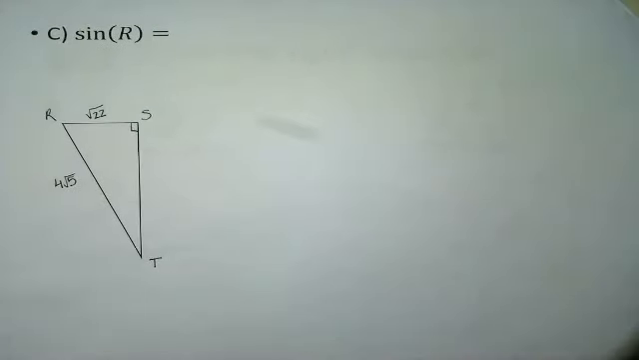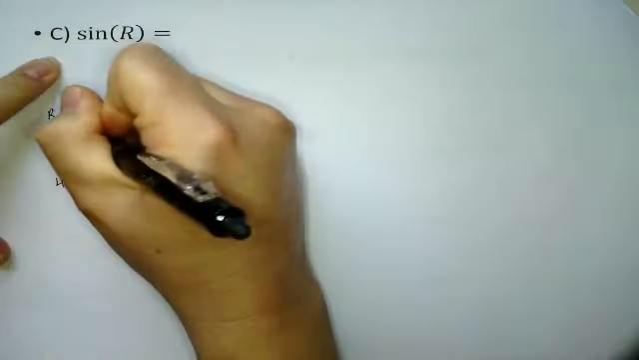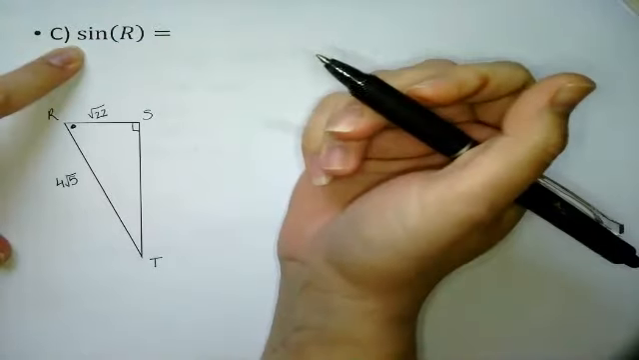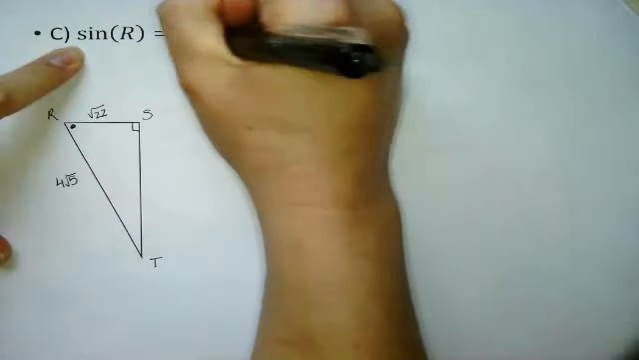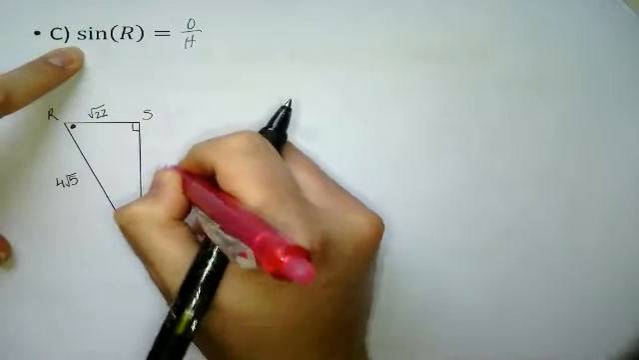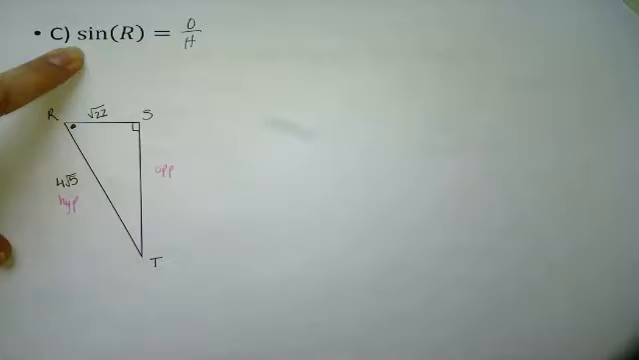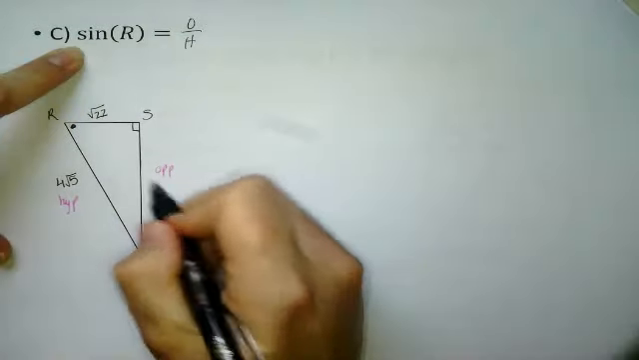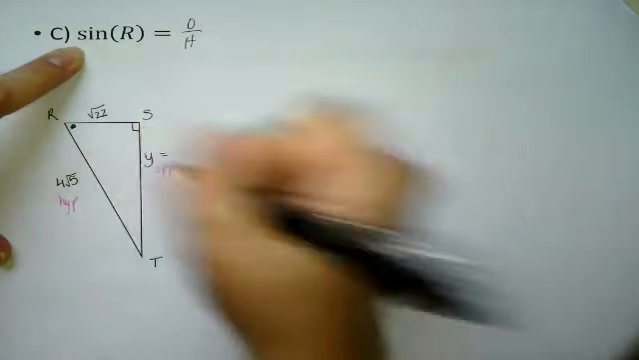All right, so sine according to angle R. Looking from angle R, we want the sine ratio. Sine is opposite over hypotenuse. So that would be my opposite side over here and our hypotenuse, which is 4 radical 5. Well, in order to do this, I need to figure out this third side.